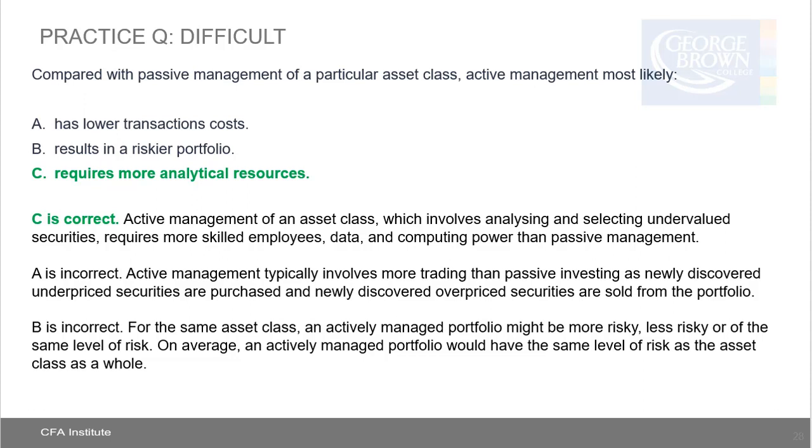Yes, correct. More people, more technology, more tools, more analytical resources. Active management of an asset class involves analyzing and selecting undervalued securities, and requires more skilled employees, data, and computing power than passive management. So A and B are wrong. Active management typically involves more trading than passive investing, as newly discovered underpriced securities are purchased and newly discovered overpriced securities are sold from the portfolio. So active management is going to have higher transaction costs, okay?